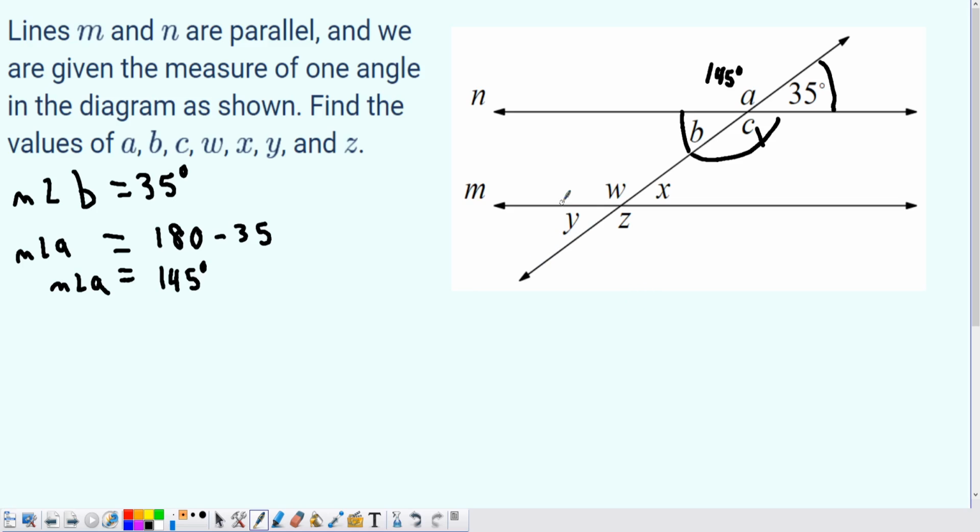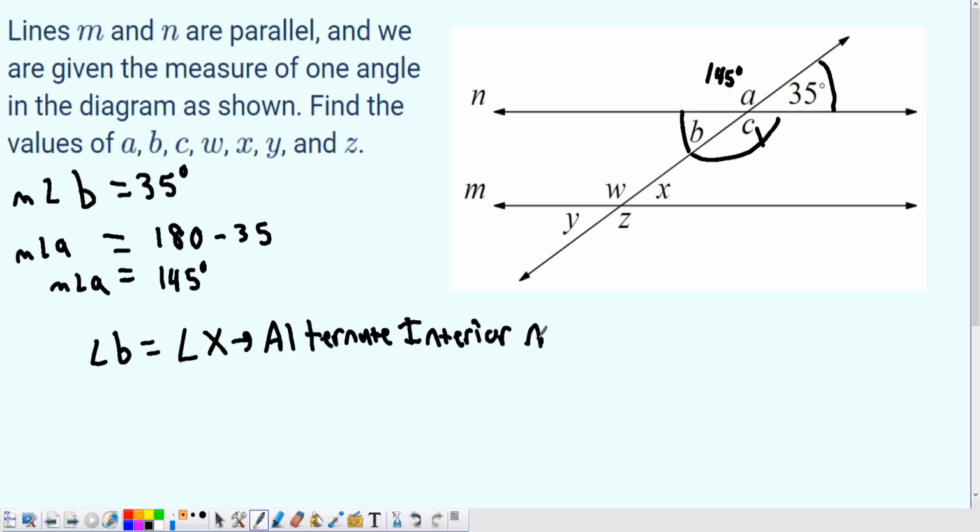WXYZ. But there are special terms that we would like to know, like the fact that angle B and angle X are going to be the same because there's something called alternate interior angles. Spelling that wrong already, but alternate interior angles. And what do I mean by that?